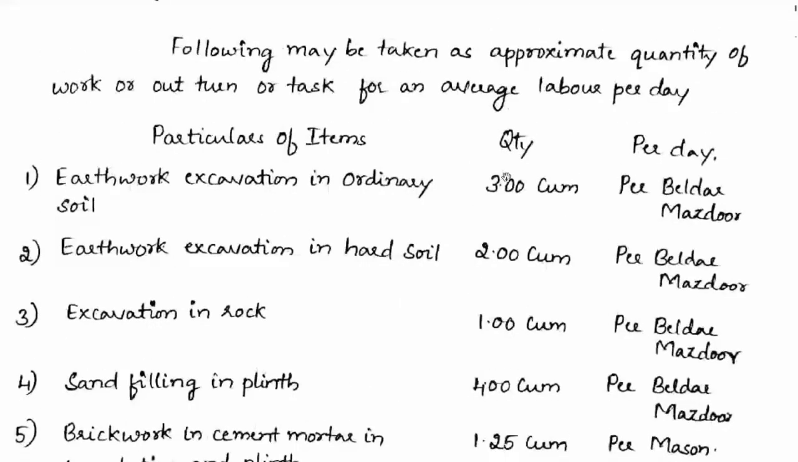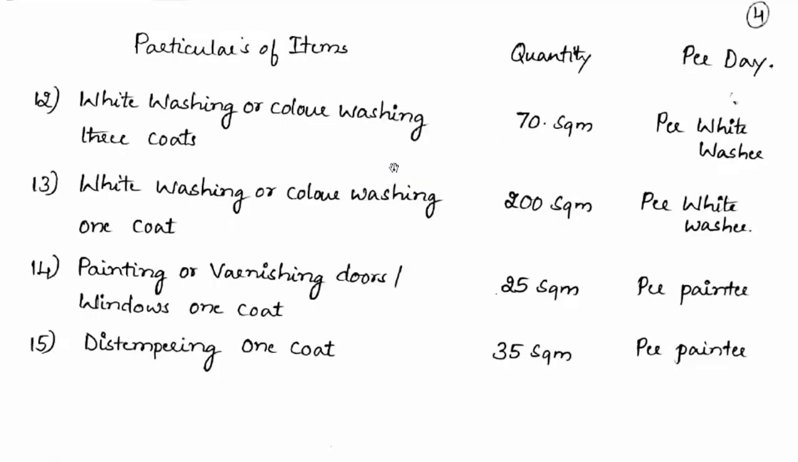For example, I am doing 10 cubic meters of excavation. How many labors are required? One can do 3 cubic meters, so a minimum of 3 are required, and 3 means they can do 9 cubic meters. We can take it as 4 numbers. In that way we can prepare the rate analysis.